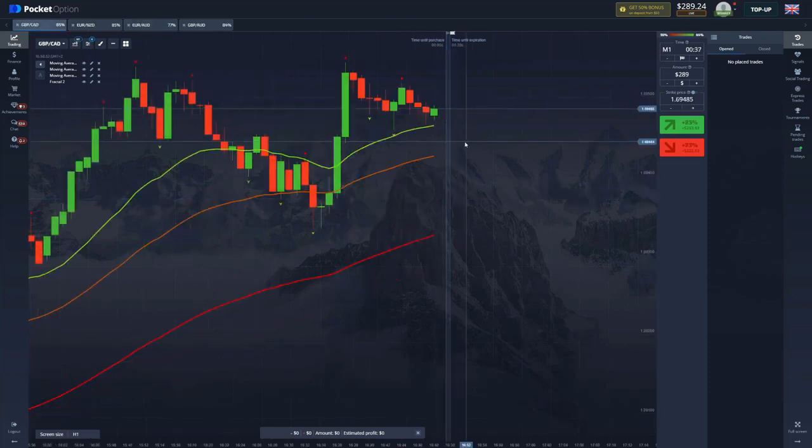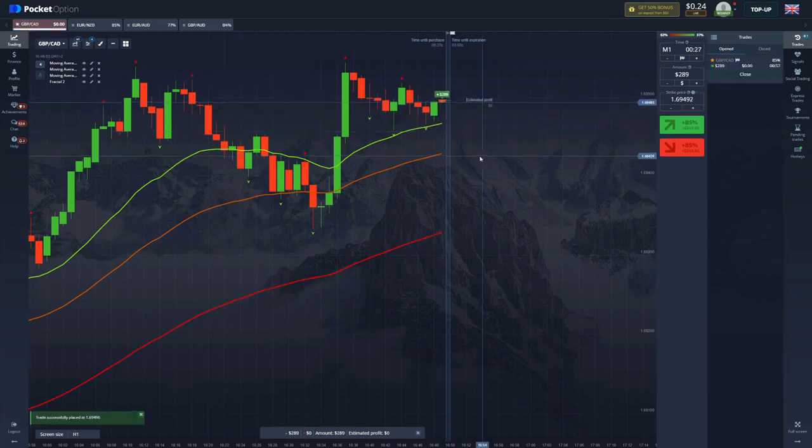So here's another decent setup right here. The price has just pulled back into the 25 EMA, so we should get a decent, okay, there we get the signal, the fractal appears, and we go in immediately. Let's skip to the end of this option and see if it was successful or not.